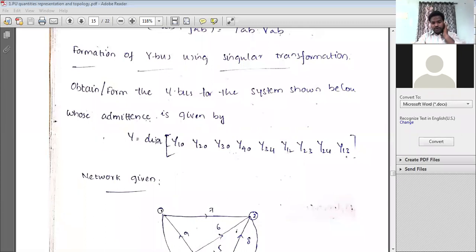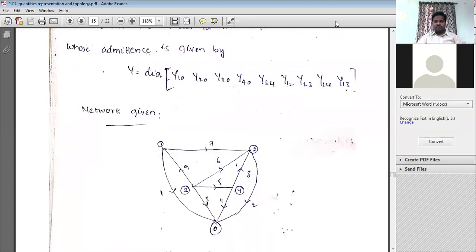So y is equal to capital Y diagonal, and you will have the number of elements, that is 9, a total of 9 elements. Y10, Y20, Y30, Y40, Y34, Y12, Y23, Y24, Y13. All these elements are in diagonalized form. In diagonalized form, that means the total matrix is of size 9 by 9, and in that 9 by 9, the upper half off-diagonal elements are 0, the lower half off-diagonal elements are 0, and you will have only the diagonal elements. Those are y10, y20, y30, etc. And the network is already given. So without this network, we cannot solve this problem.